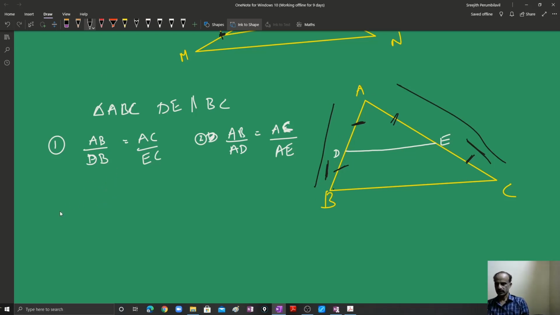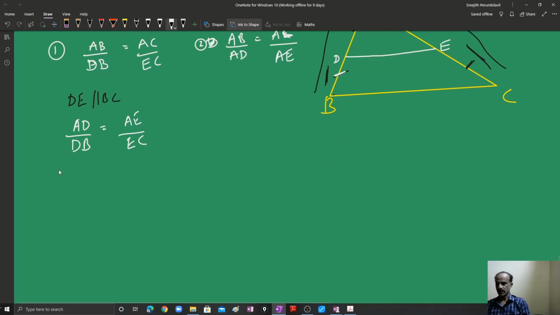So in triangle ABC, DE is parallel to BC, right? DE is parallel to BC. So what happens? We know that AD by DB is equal to AE by EC, same story, right? What happens if I add 1 on both sides? If I add 1, will the equality change? Still they are equal or not? Two equal quantities are there. I am adding 1 on both sides. What happens? They are still equal.